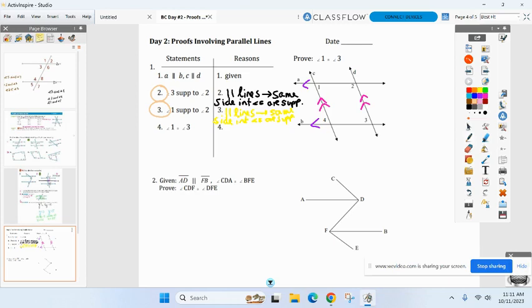Yeah, because they both equal to. Yeah, supplements the same. Yeah, my bad. I think I was.